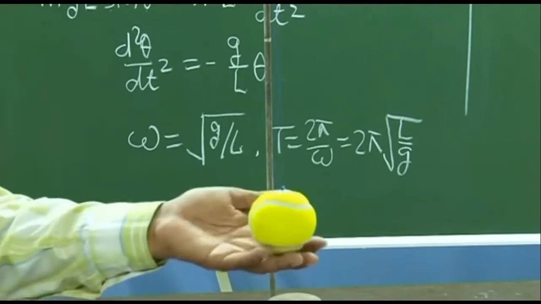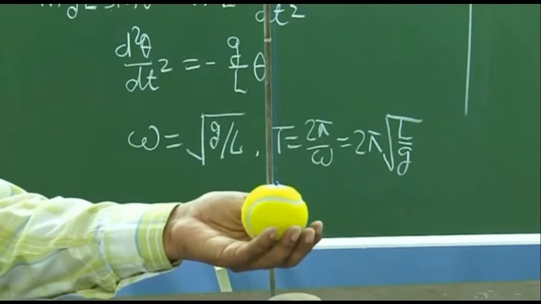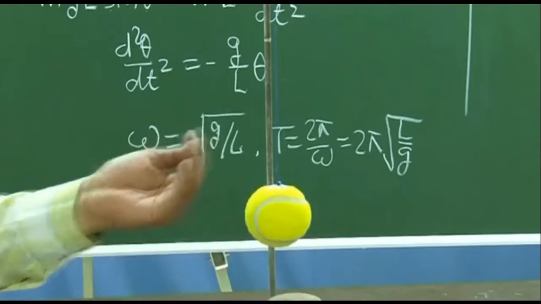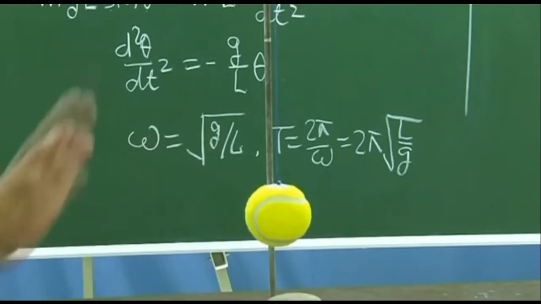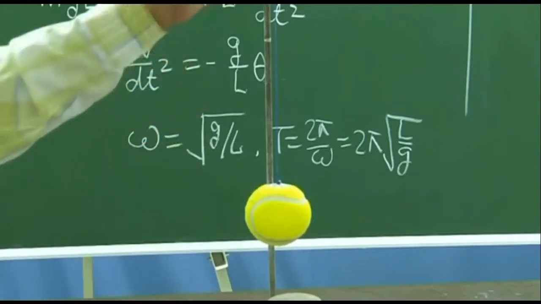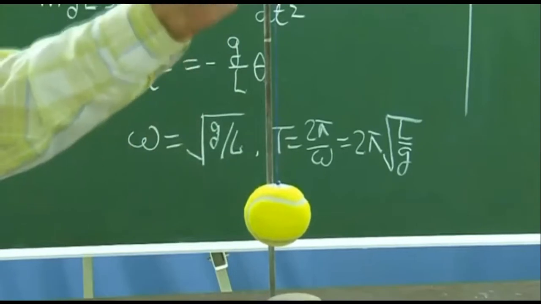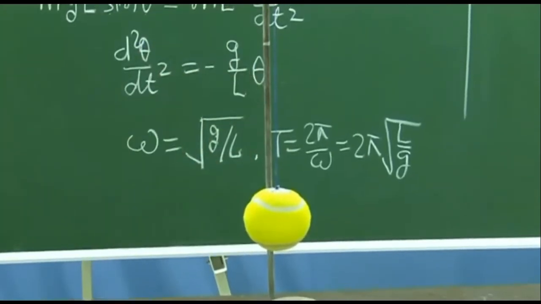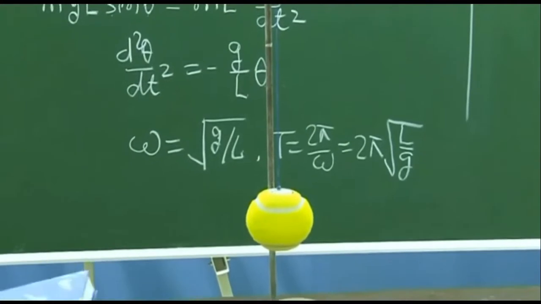Let me stop it and displace it in the perpendicular plane. So you have a vertical plane made by this rod and this thread in equilibrium position. Perpendicular to that, I will displace it and see what happens.